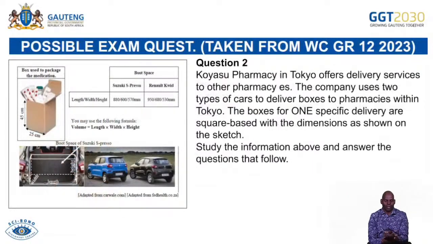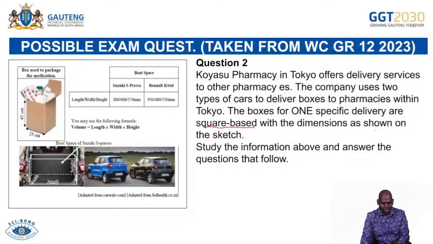Now this is the next question. It was taken from Western Cape, grade 12, 2023. It was a prelim examination. Now let us read the information. They say Koyasu Pharmacy in Tokyo offers delivery services to other pharmacies. The company uses two types of cars to deliver boxes to pharmacies within Tokyo. The boxes of one specific delivery are square-based.